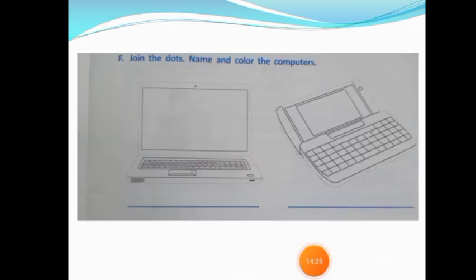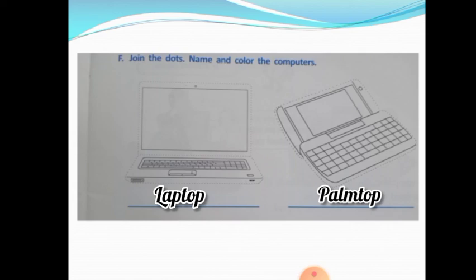Yes. The next one, take page number 9. Join the dots, name and color the computer. They have given the picture of a laptop and the palm top, right? So first you should join the dots and color the picture as you wish, and write the name of the pictures in the dash. The first one is called laptop. The second picture is called palm top.